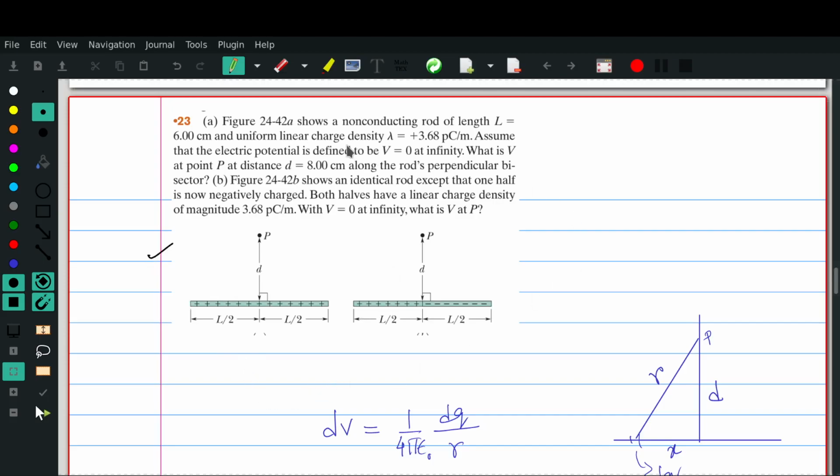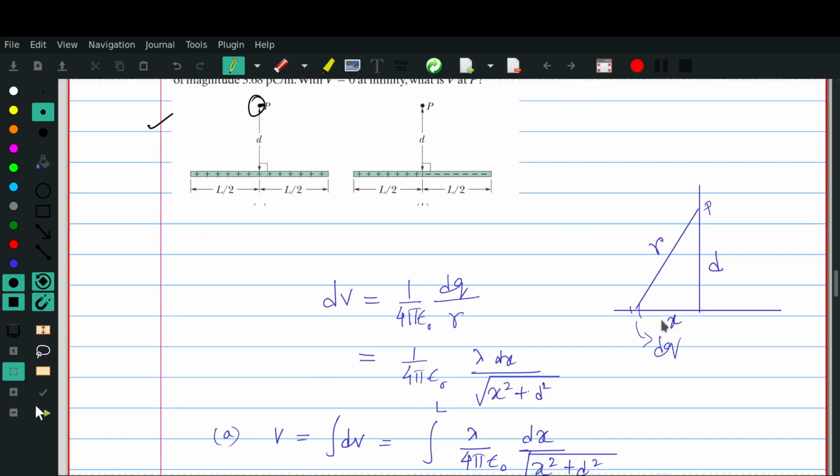Here there is a non-conducting rod of a given length and uniform linear charge lambda. Assume that the electric potential is defined to be V equal to 0 at infinity. What is the V at point P at a distance d of 8 centimeter? So what is the potential here? The first one is a really easy one.